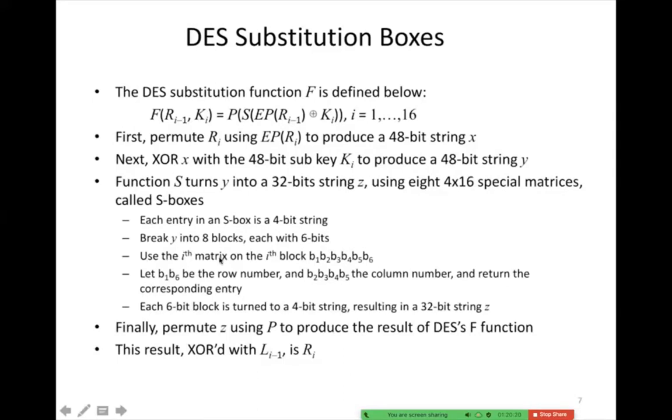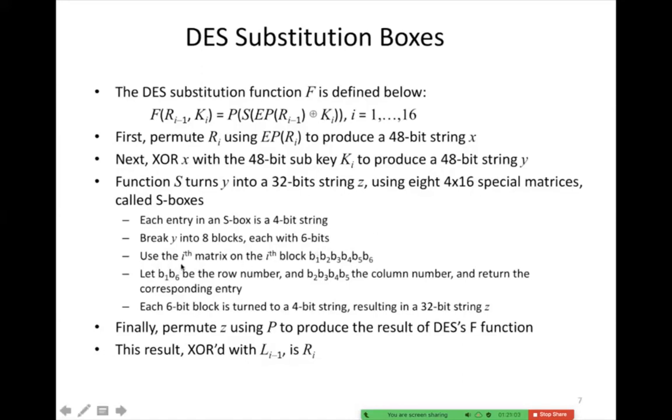Then the entry in this S box is a 4-bit string. So you have 8 blocks. For each block, the input has 6 bits, but after applying an S box, you get a 4-bit string. So 4 times 8 is 32. That's how you get a 32-bit output.